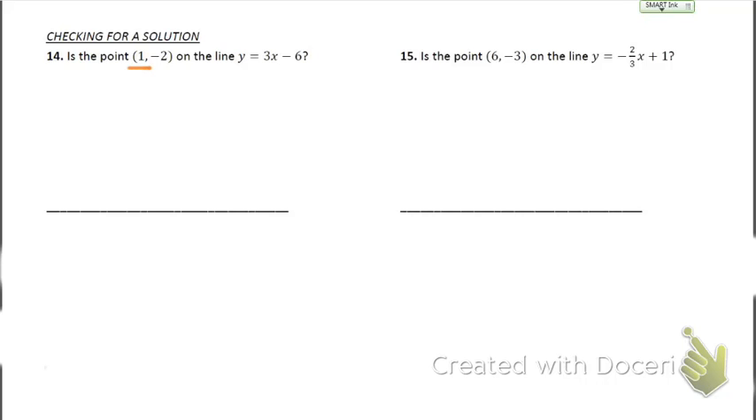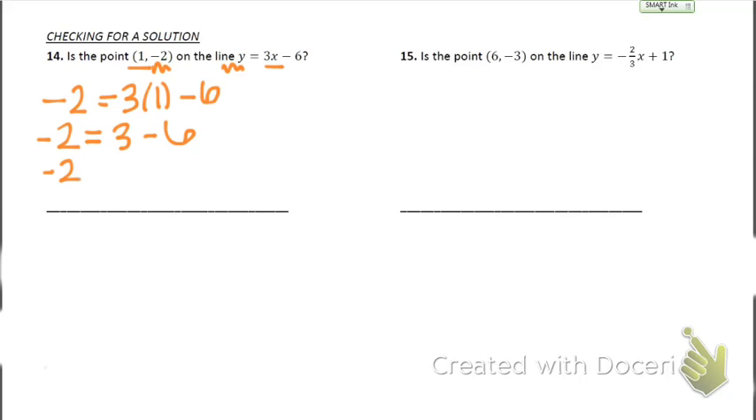So for number 14, is the point (1, -2) on the line? 1 is the x coordinate, so we're going to plug it in for x. Negative 2 is the y coordinate, so we plug it in for y. So negative 2 equals 3 times 1 minus 6. Let's do it. What's 3 times 1? 3 minus 6. And guys, what's 3 minus 6? Negative 3. So does negative 2 equal negative 3? No. So does that point lie on the line? No. So we would say no.